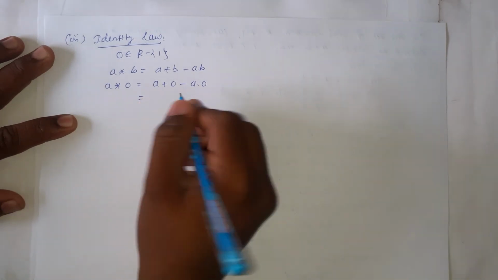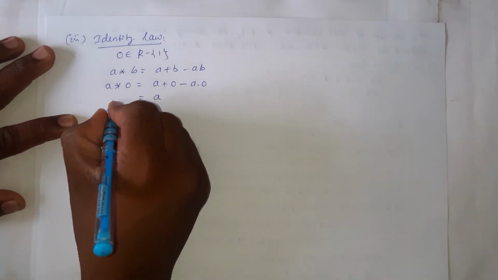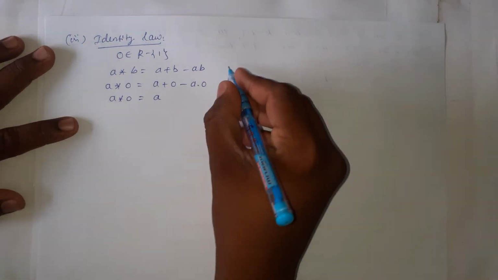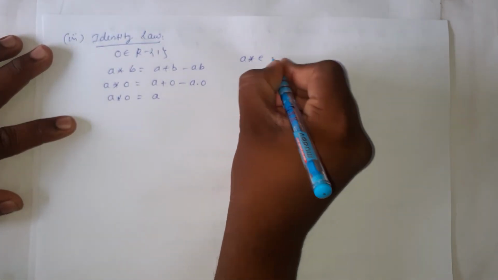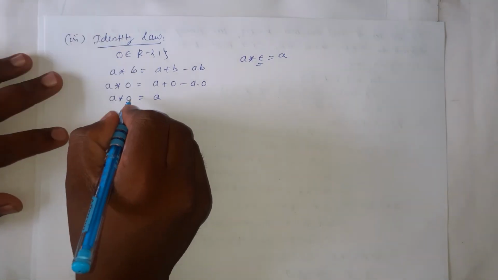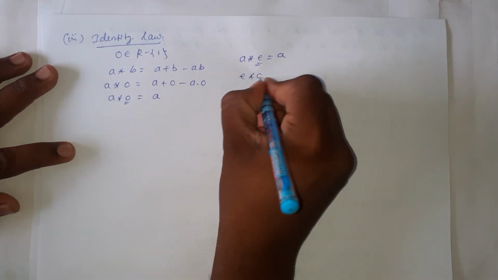So, therefore, it is equal to what? A only. So, therefore, A star 0 is equal to A, which is similar to A star E equal to A, with 0 in place of E. Then we need to verify E star A.